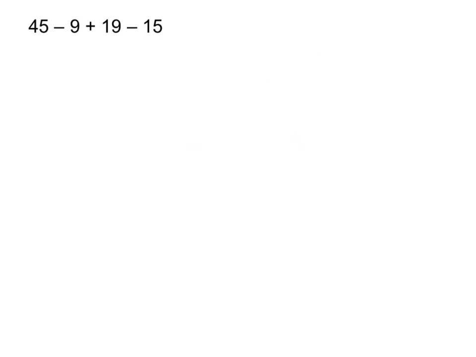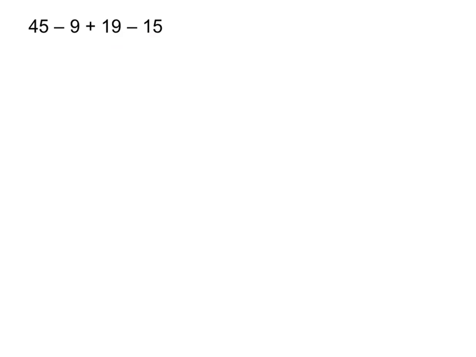And so let's look at how we could apply this commutative property of addition to problems involving subtraction. So let's suppose that I wanted to do this arithmetic, 45 minus 9 plus 19 minus 15. Now there's several ways we could go about this. One way is to simply take 45 minus 9 and then add 19 and then subtract 15. That would be okay, but that arithmetic might get a little bit messy. Let's look at an easier way that we could do this.